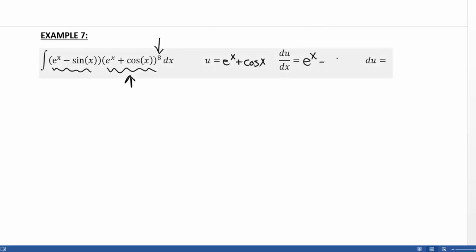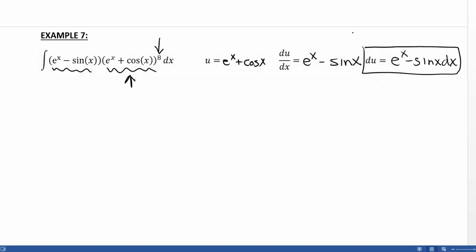The derivative of cosine is negative sine. So now to find du, I need to multiply the dx up. So I get e to the x minus sine x dx. So now I have my u and I have my du. So I can start my substitution.